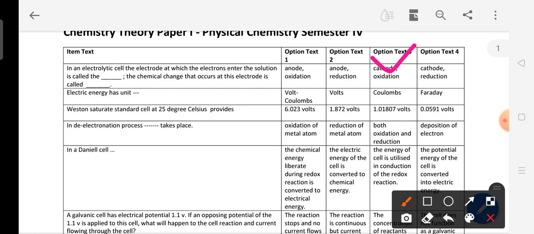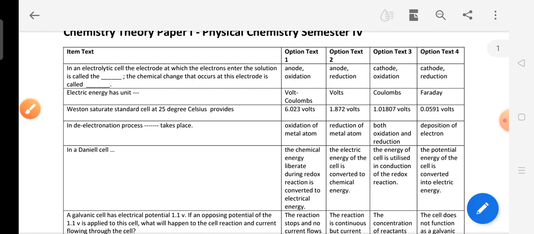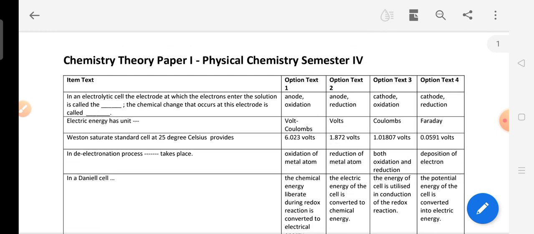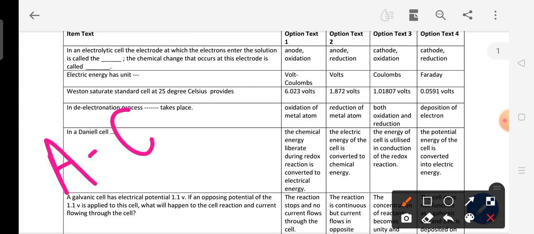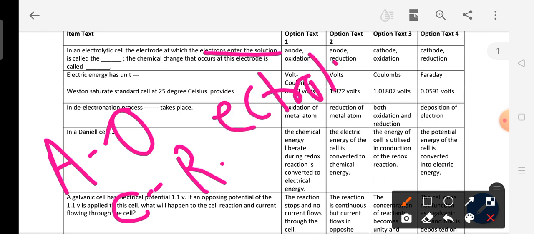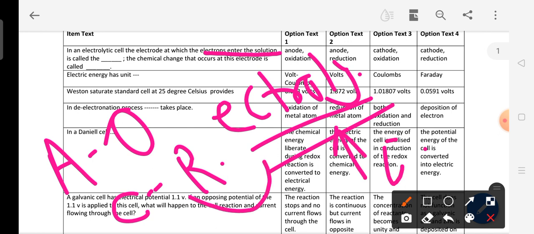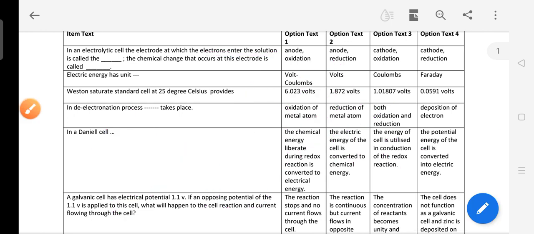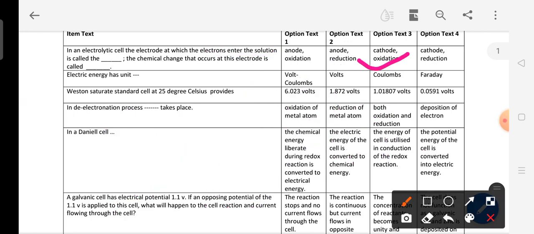the cathode, option number 3, that is cathode and oxidation, because the electrolytic cell and the electrochemical cell are two opposite concepts. In the electrochemical cell, oxidation takes place at the anode and reduction takes place at the cathode. So when electrons enter the solution, oxidation takes place in the electrolytic cell. In the electrolytic cell, oxidation takes place at the cathode; these are two opposite concepts. So the answer of this question is option number 3, cathode and oxidation.